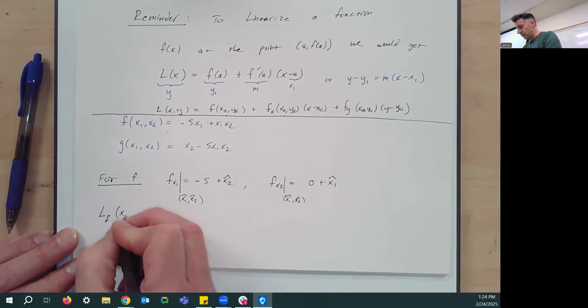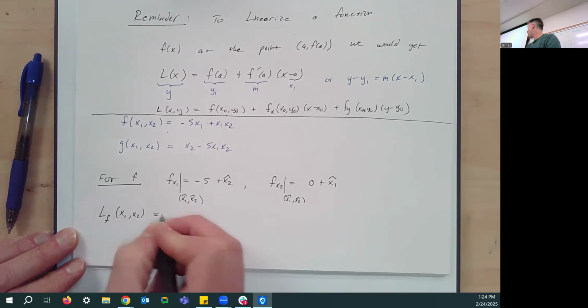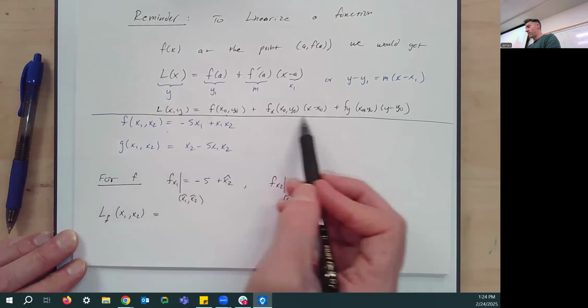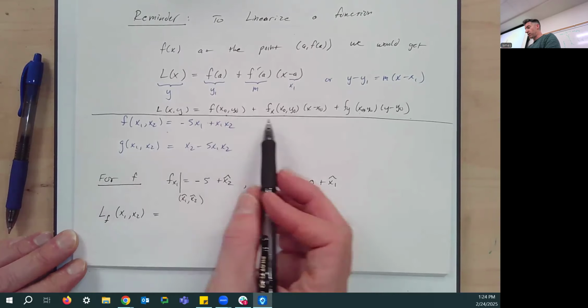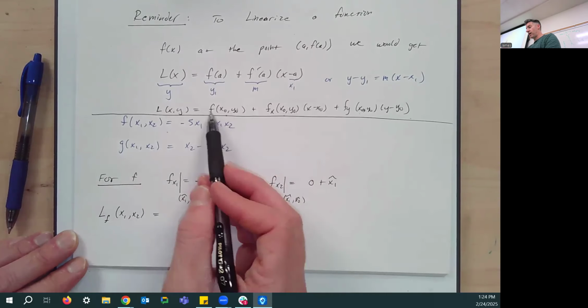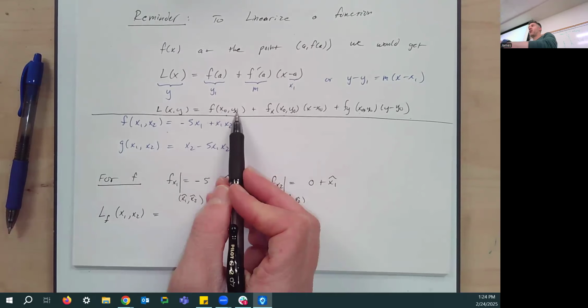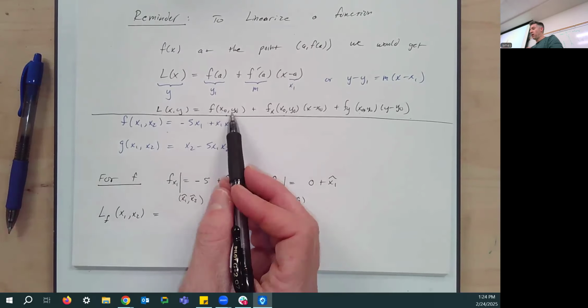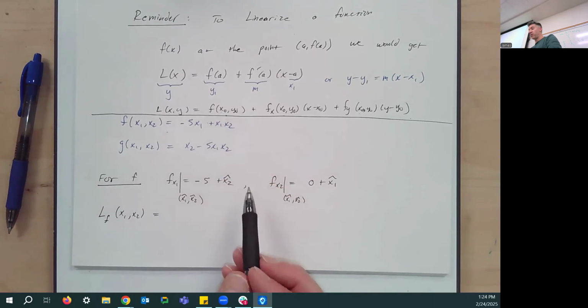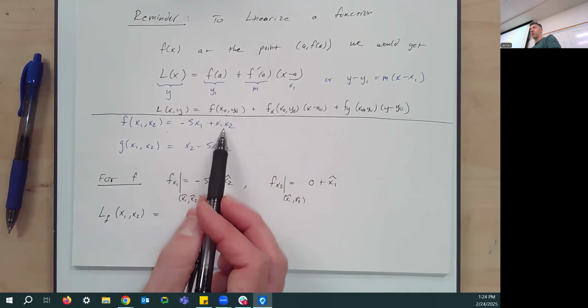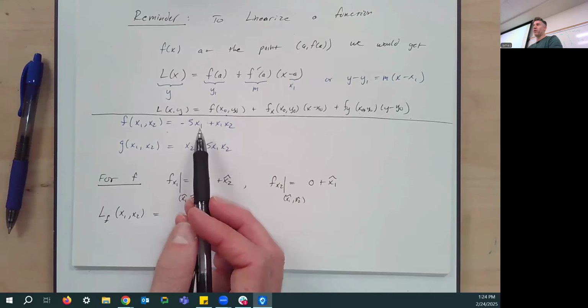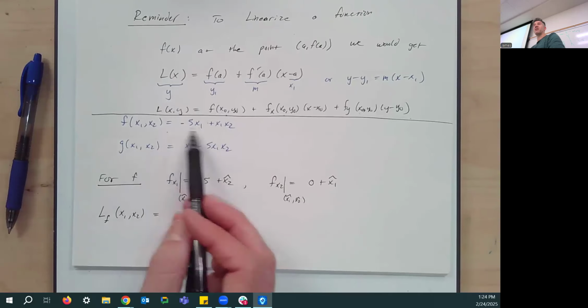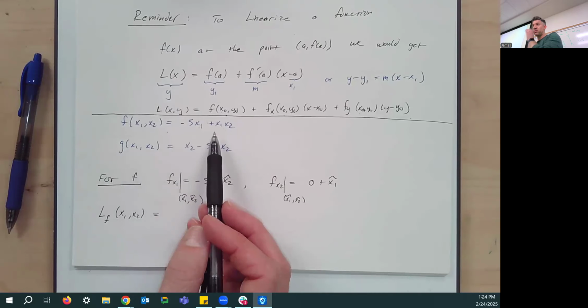of x1, x2 is going to look like, I'm literally just going to copy this formula, but make it look a little bit different. So it's going to be f of x naught, y naught. What am I plugging into my function here? I'm plugging in my equilibrium. So if I plug in either equilibrium, whether it's 0, 0 or 1/5, 5, the f part is going to be equal to 0. So is the g part in the next step.